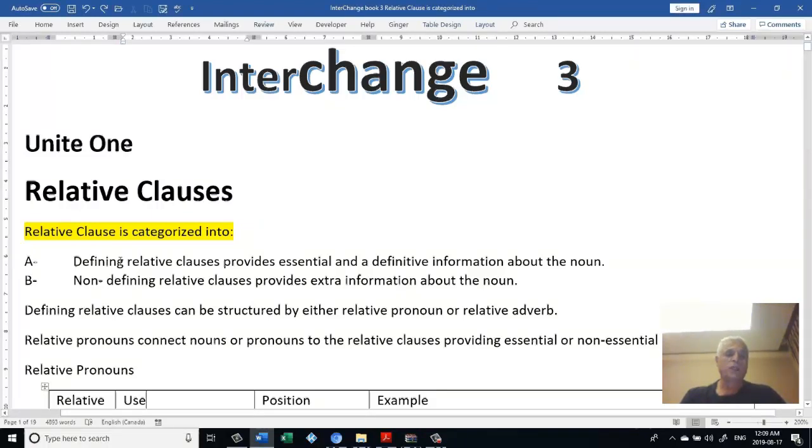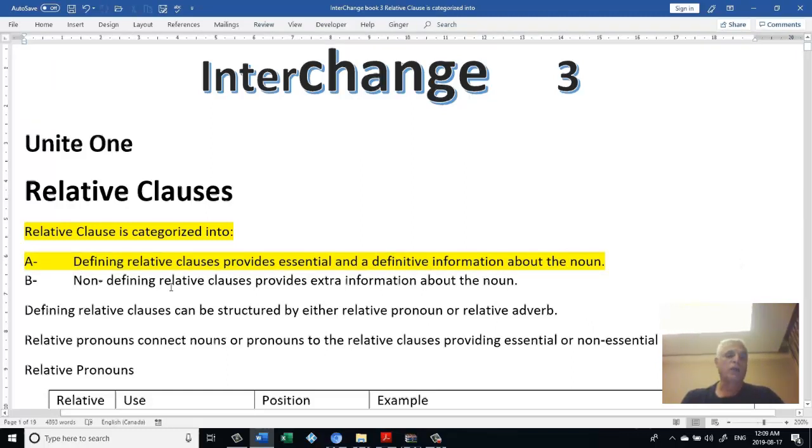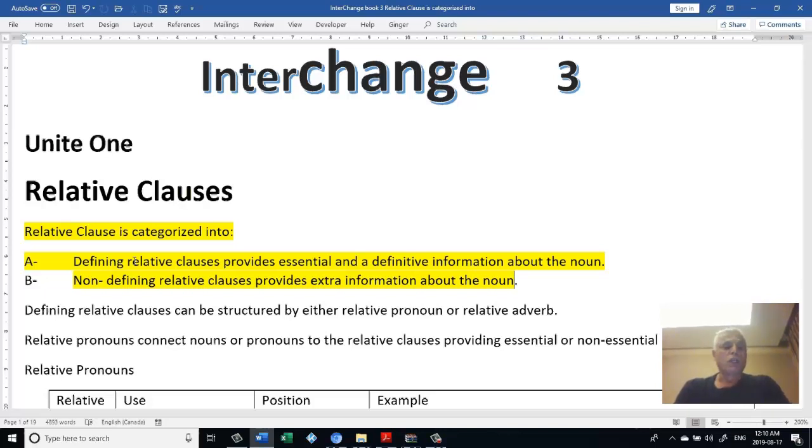Number 1, defining relative clauses provide essential and definitive information about the noun. The second kind, we call non-defining relative clauses, provides extra information about the noun. The difference between the two: in the first one, the information is needed for the sentence to make it clear which noun we're talking about.